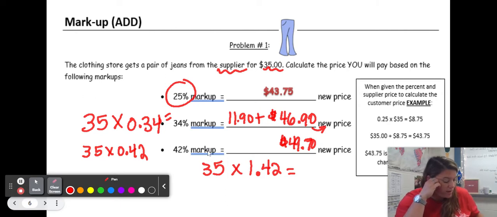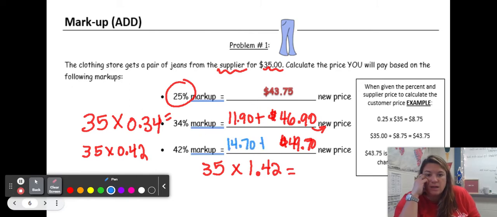All right, so 35 times 0.42 is $14.70. So the markup was $14.70. And then I added that to the $35. I should have put that here, right? To get the new price of $49.70. All right, so that's a markup when I tell you what the percent is.